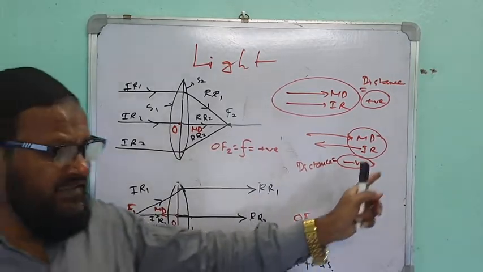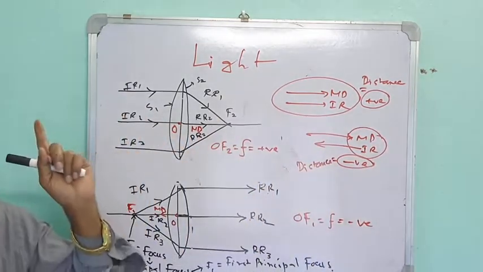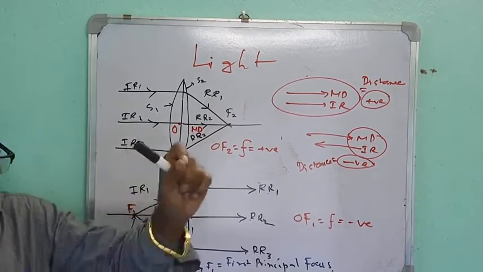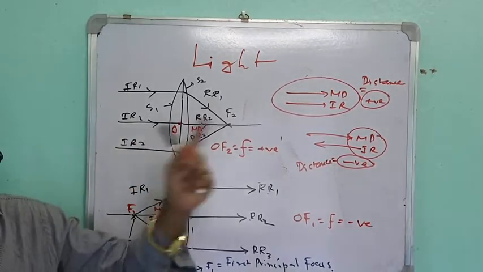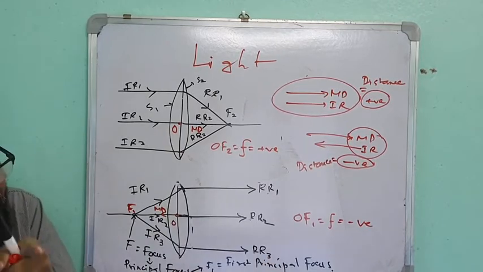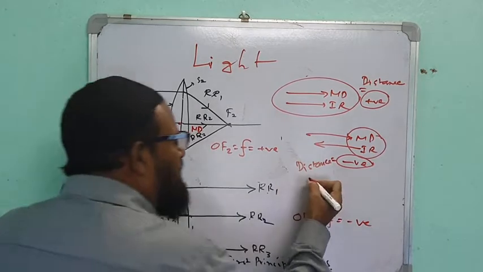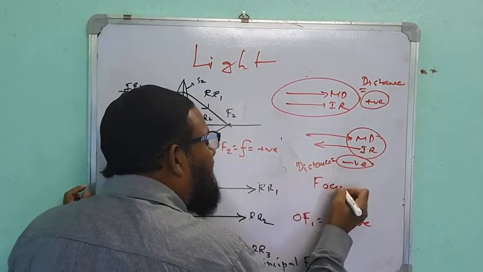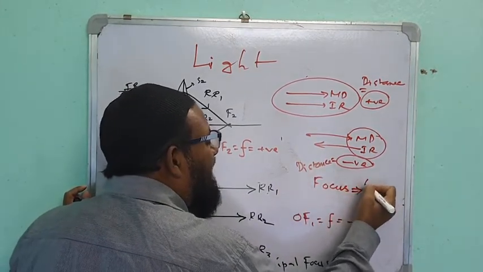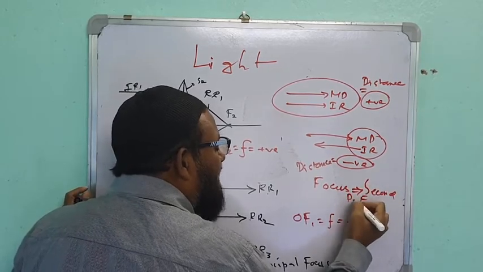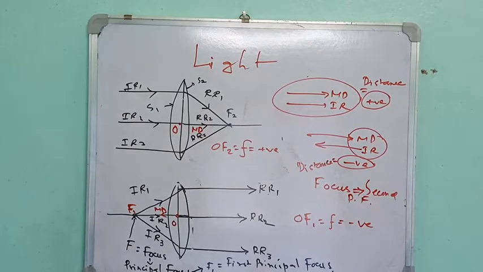For a convex lens, is F positive or negative? For a convex lens, F is positive. Therefore, simple focal length, simple focus means which focus? That is the second principal focus, not the first principal focus. What is the meaning of that? Second principal focus. This is the rule.